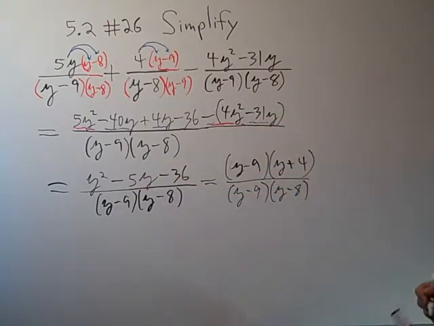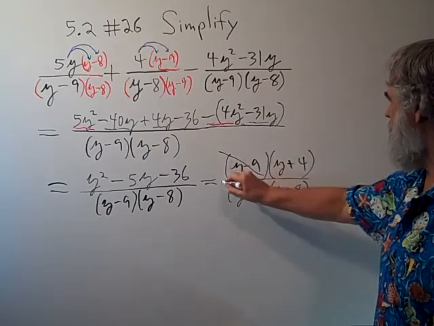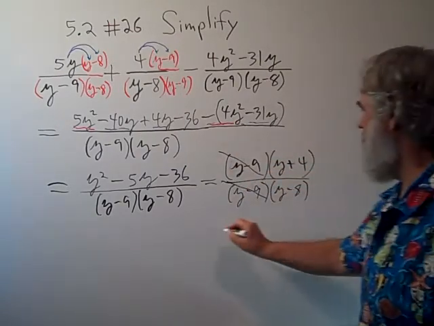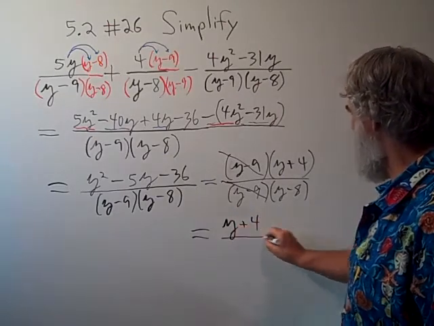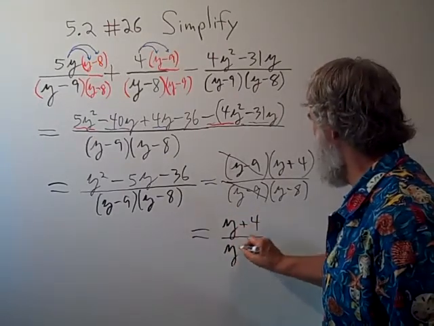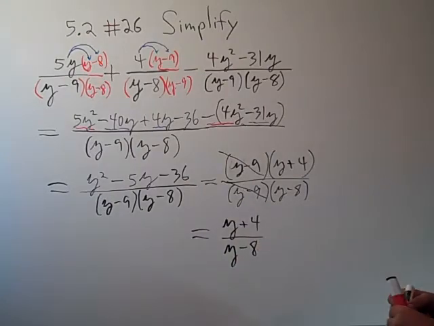So that is correct. So the y minus 9's then cancel out, and we are left with y plus 4 divided by y minus 8. And we've simplified the expression as much as possible.